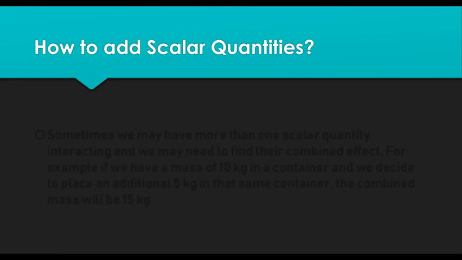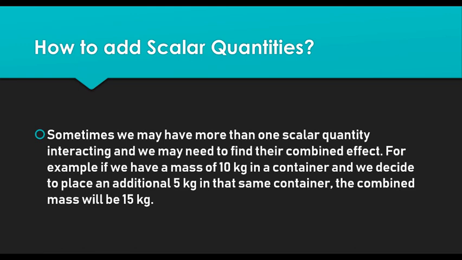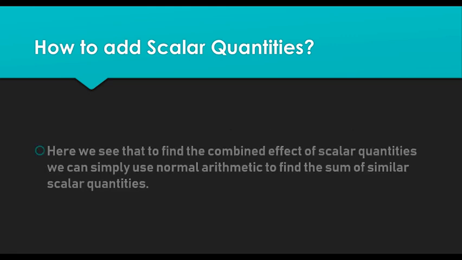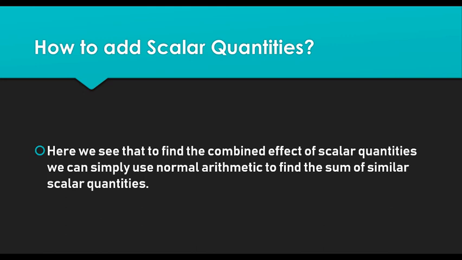Okay, so let's talk about how to add scalar quantities. Sometimes we might have more than one scalar quantity interacting, and we need to find their combined effect. For example, if we have a mass of 10 kilograms in a container, and we decide to place an additional 5 kilograms in that same container, the combined mass would be 15 kilograms. So here we see that to find the combined effect of scalar quantities, we can simply use the normal methods of arithmetic to find the sum of similar scalar quantities.